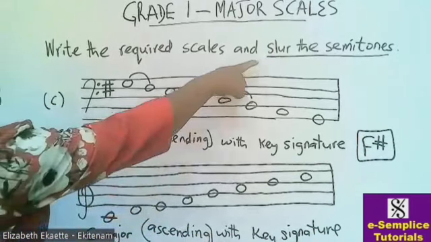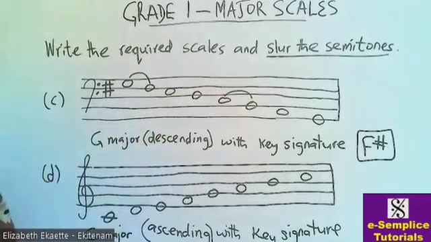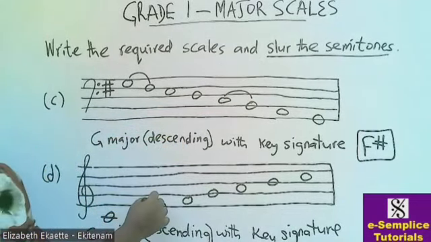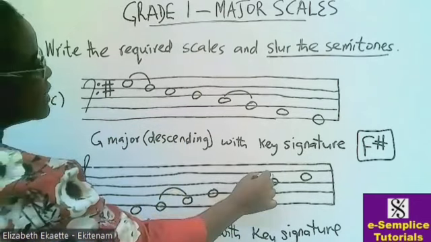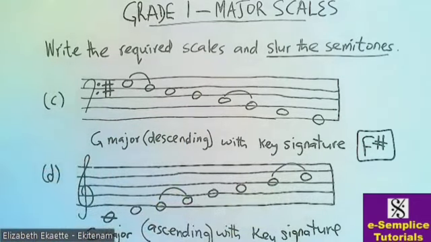So the only thing left is for us to show the semitones. Remember, for major scales, your semitones are at 3 and 4, then 7 and 8. So we are done with writing major scales. Try your hands on other questions and you'll find that writing major scales is actually fun. So try your hands on more questions and you'll see it is not difficult.